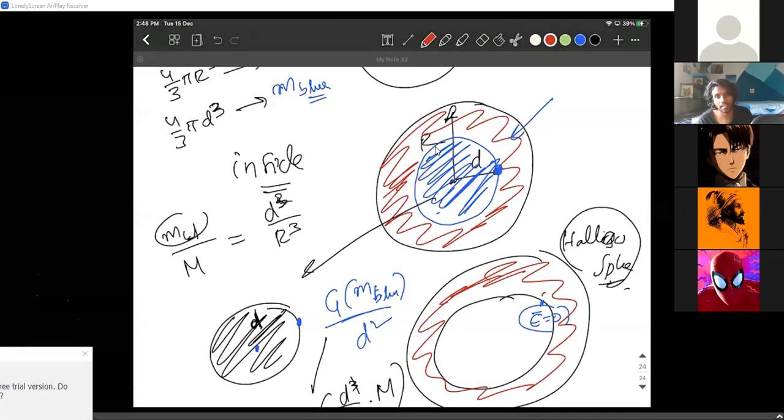Do you get it, Aniket? No, sir. Which point are we talking about? You're talking about this point, right? Yes, sir. Now, the red part, for the red part, this point is an inside point.